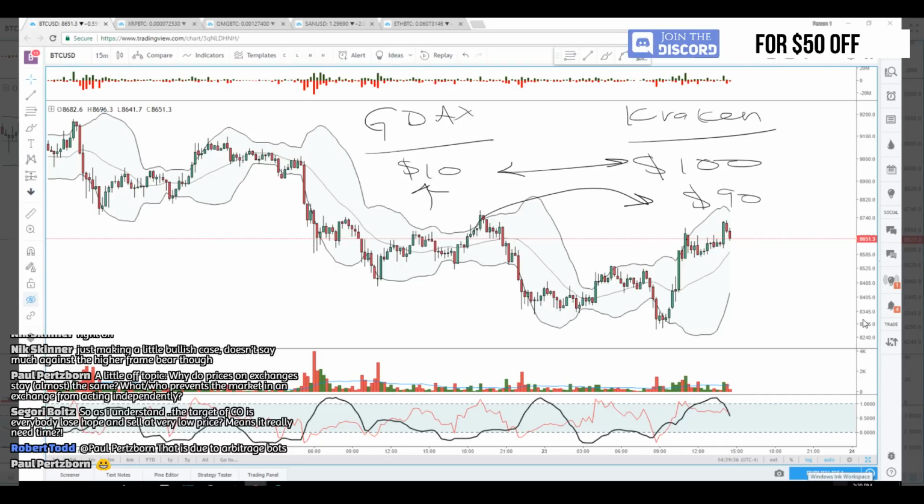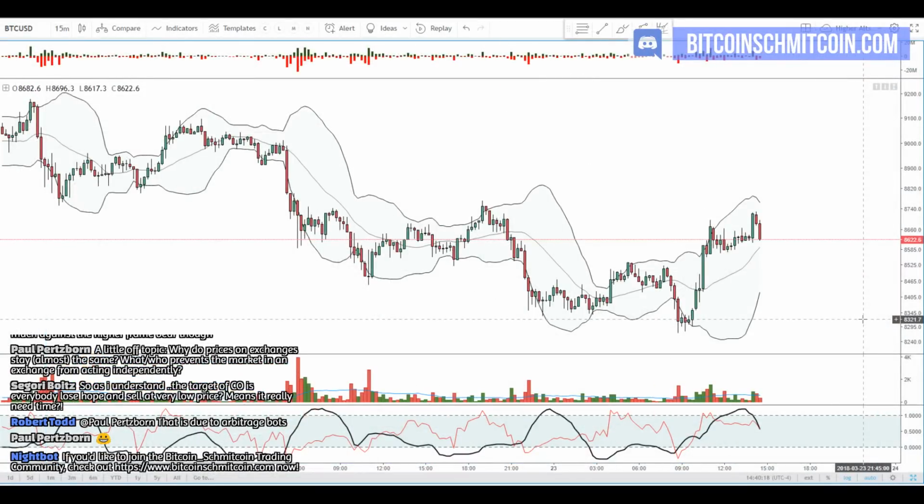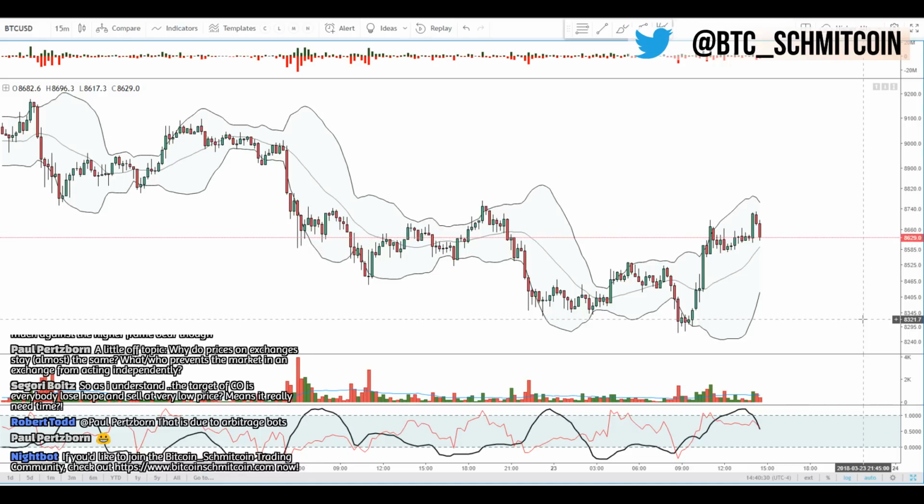And because of arbitrage, the prices stay equal, relatively, because otherwise people would be doing this until it finally equalizes. But it's because of arbitrage is the reason. So I understand the target of the CO is everybody lose hope and sell the lowest price. Means it really need time. Yes, that's right. That is due to arbitrage bots. Yeah, arbitrage bots keep everyone in check. And if the bots weren't there, then people would be doing it manually.